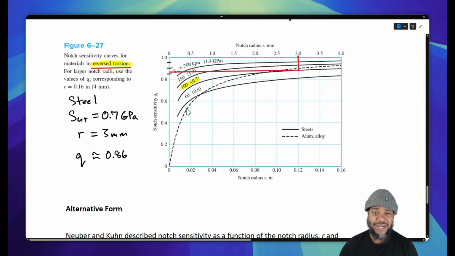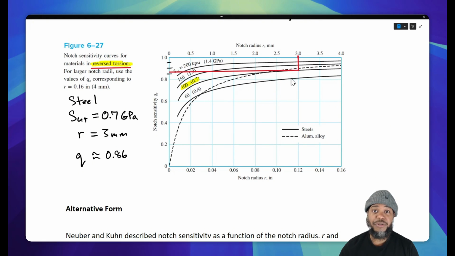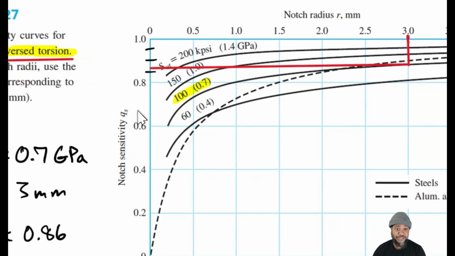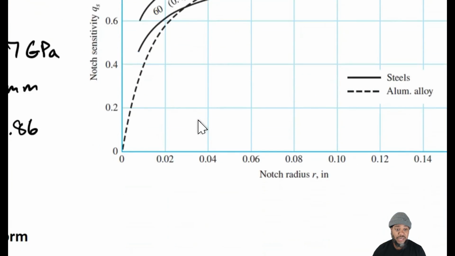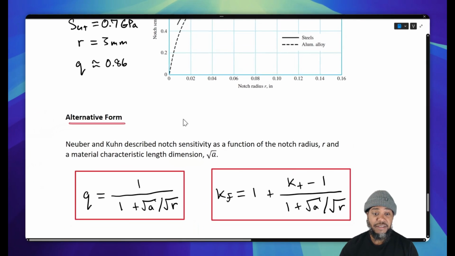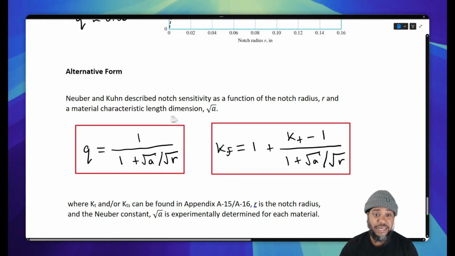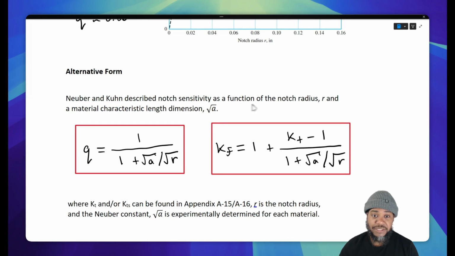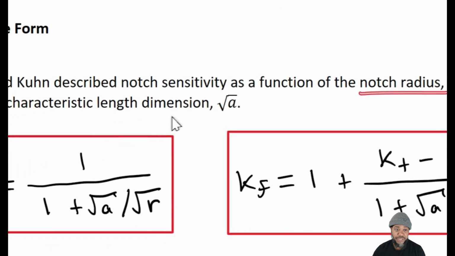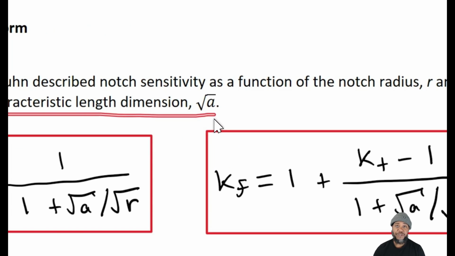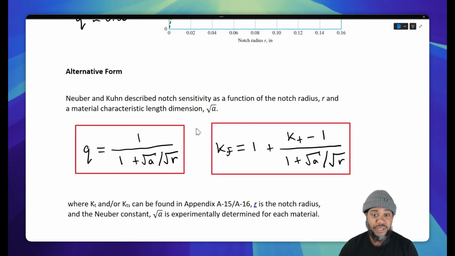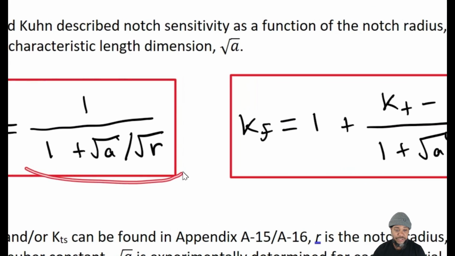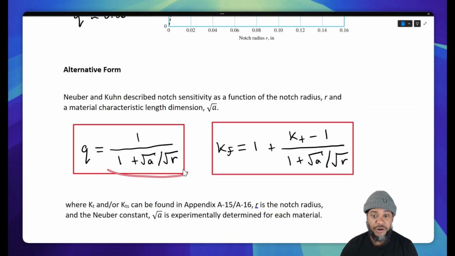Now, these charts are all fine and dandy, but charts are a little bit hard to read, right? They can be subjective on what is the exact value of the Q parameter that we're going to use. An alternate form exists that can help us to be a little bit more accurate in our calculation of notch sensitivity. Neuber and Kuhn described notch sensitivity as a function of the notch radius and a material's characteristic length dimension, the square root of a, where Q, notch sensitivity, is equal to 1 divided by 1 plus the square root of a divided by the square root of r.